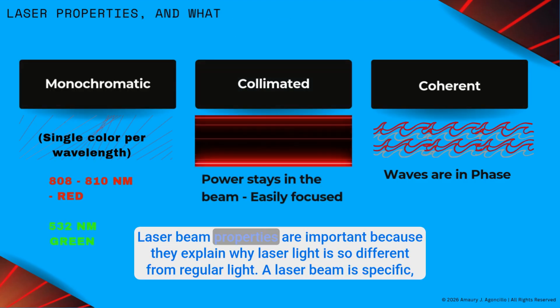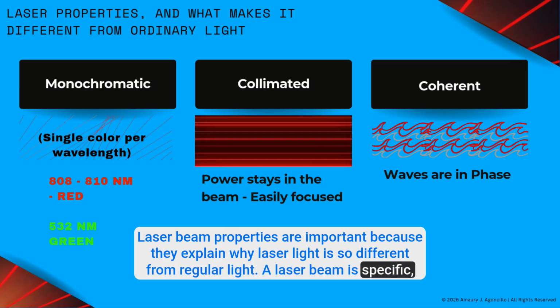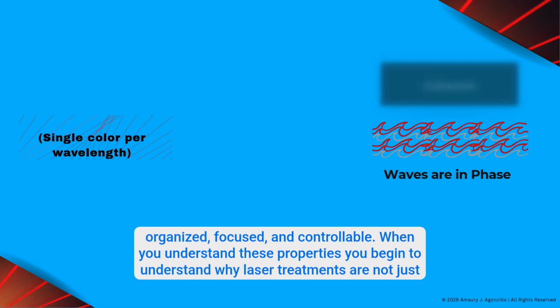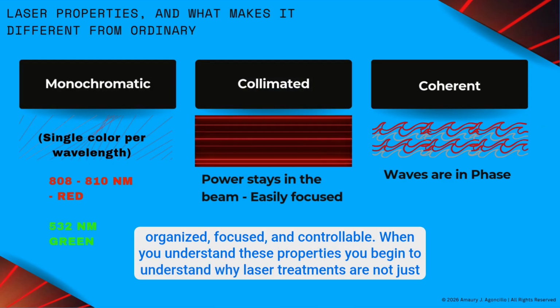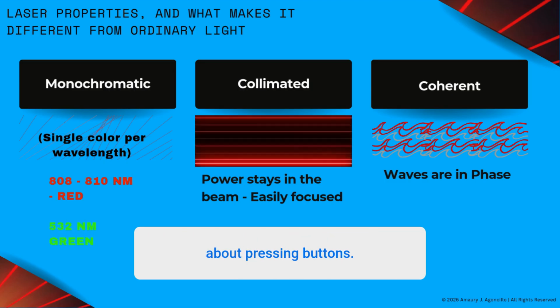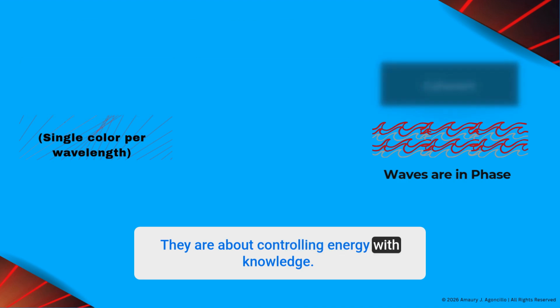Laser beam properties are important because they explain why laser light is so different from regular light. A laser beam is specific, organized, focused, and controllable. When you understand these properties, you begin to understand why laser treatments are not just about pressing buttons. They are about controlling energy with knowledge.